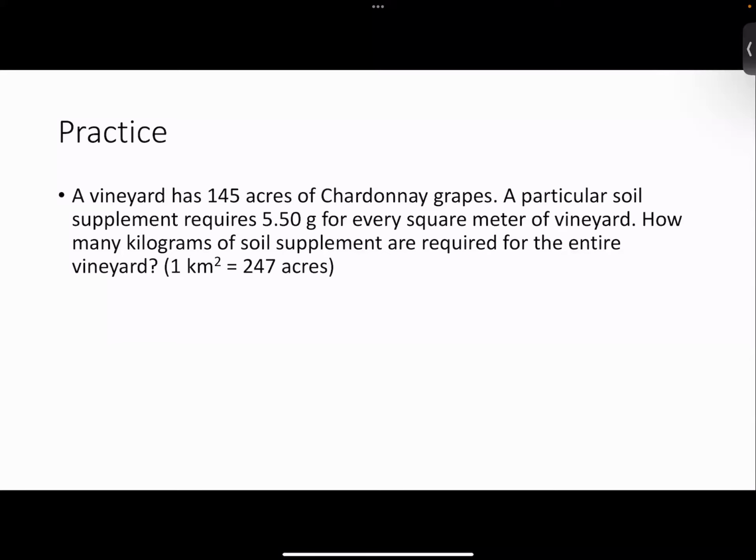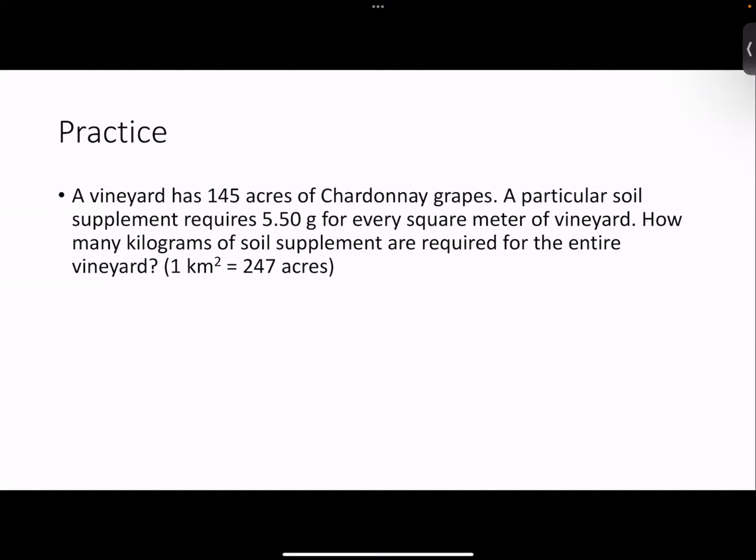Let's look at another problem. I'm going to get into some problems where there's information in the problem itself, so that there are multiple numbers in the problem.